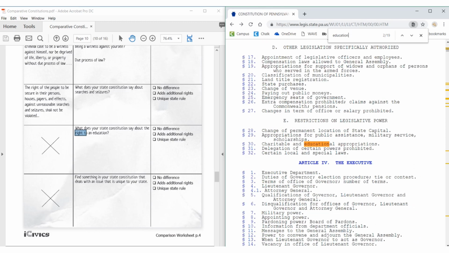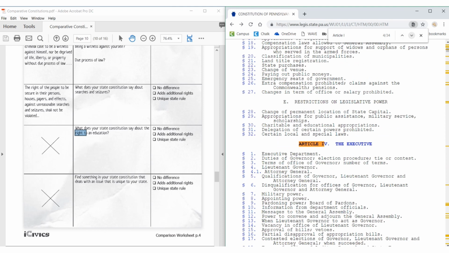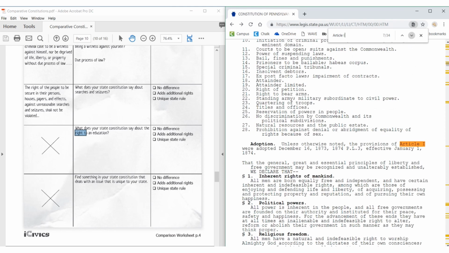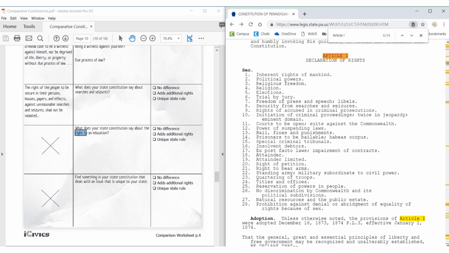Find something in our state constitution that is unique to our state. So let's just go back to, we're going to search Article 1. If I could type Article 1, Declaration of Rights. Oh, we're going to go all the way through. Here we go. Article 1, Declaration of Rights. So if I look through this, and you might not, so inherent rights of mankind, that might be a good one to look at. So maybe find me something different that is unique there.